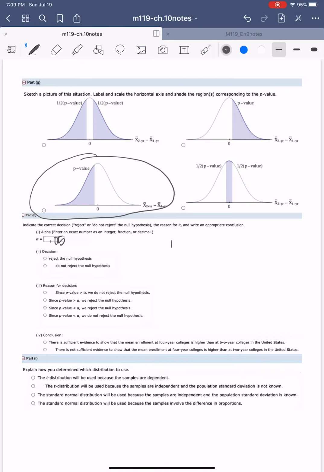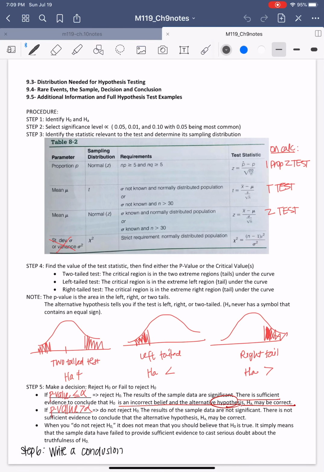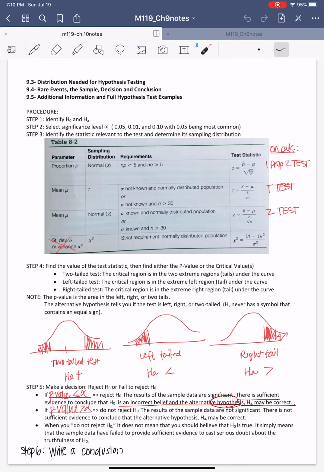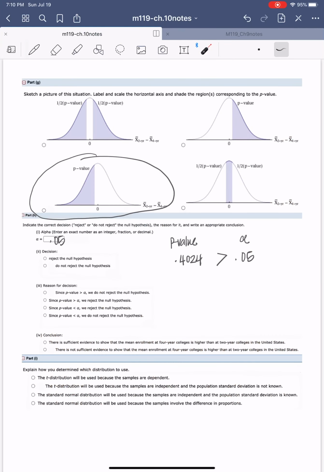So we have P value from the previous page, 0.4024. Alpha value was 0.05. We have a P value greater than alpha. If you do not recall, you can open up chapter 9 notes. When we have P value greater than alpha, decision is do not reject the null. So therefore, there is not sufficient evidence to conclude the claim. So we had P value greater than alpha. So again, do not reject the null.